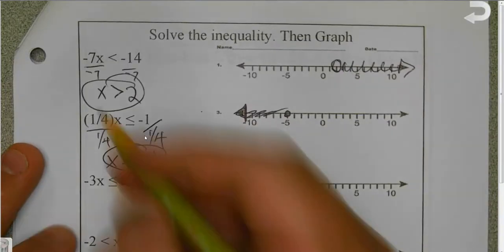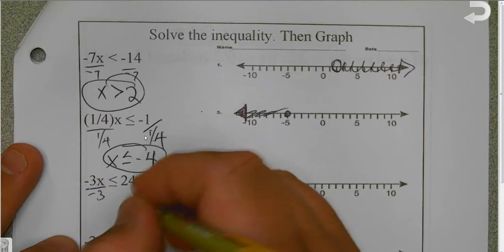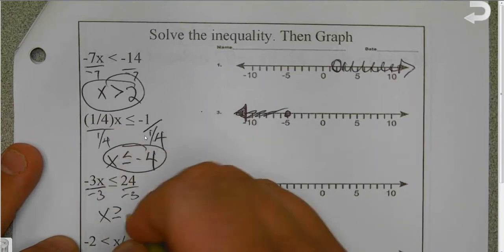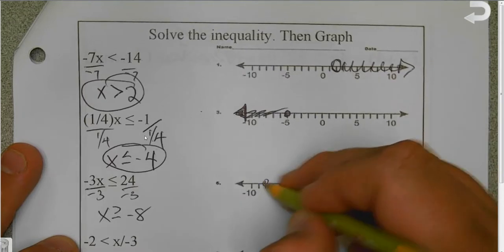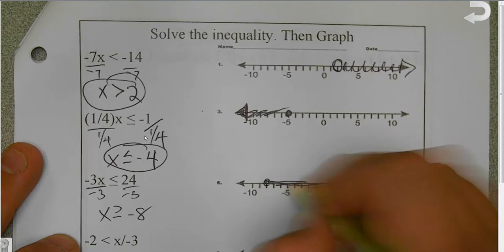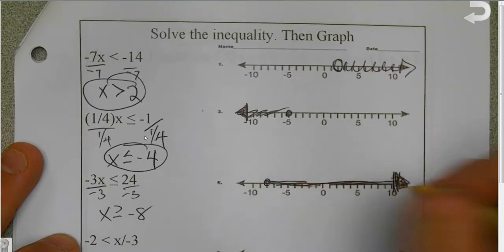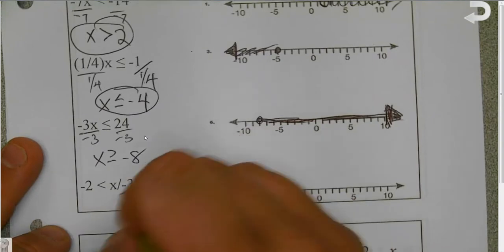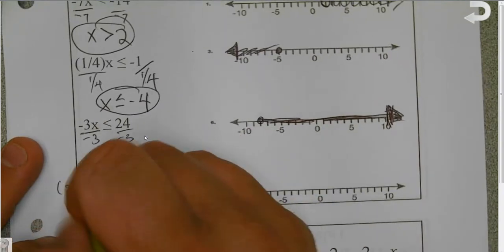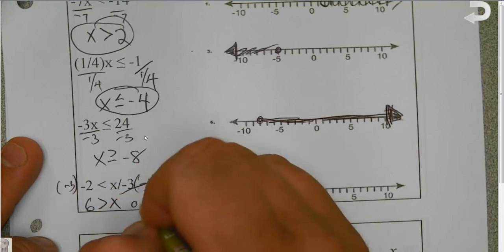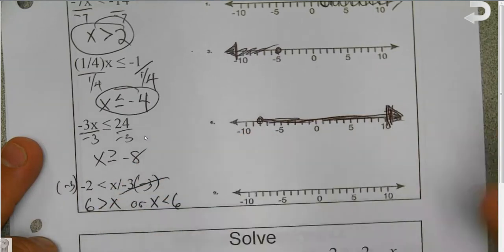Same thing here. I'm dividing by a negative. The sign's going to flip. X is greater than or equal to -8. Here, I'm multiplying by a -3. So 6 is greater than x, or x is less than 6.